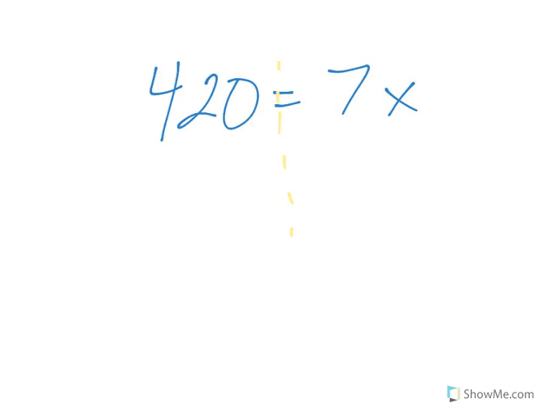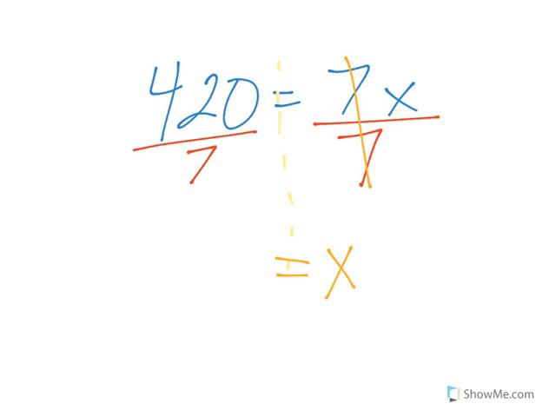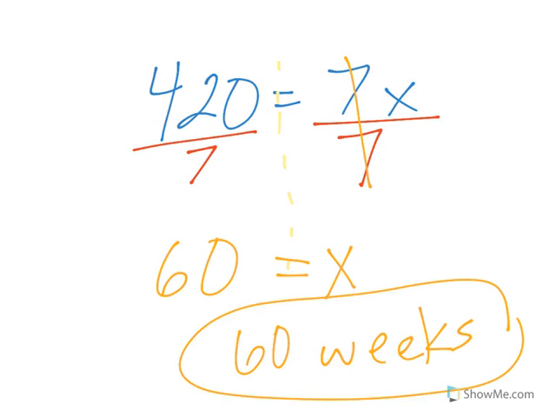And again, you got to do the same thing to each side. Well, I now need to get rid of this 7. And a 7 in front of an x is like multiplication. So to undo multiplication, I'm going to divide by 7. Because 7 over 7 is 1. And 1x equals 60. So that means after 60 weeks, Byron will have 840 pennies.